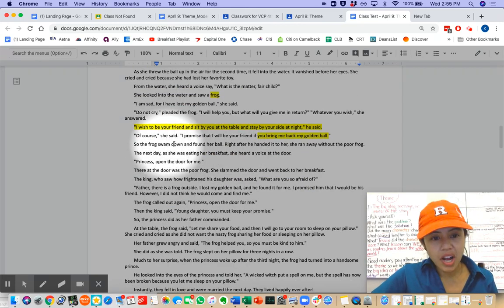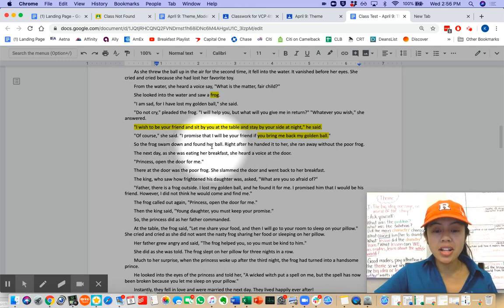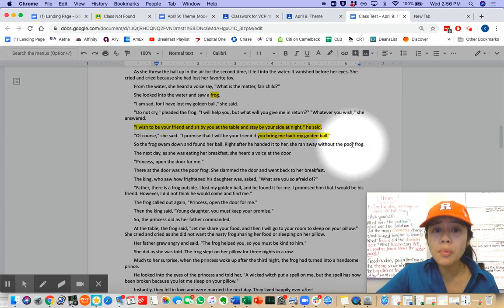So the frog swam down and found her ball. Right after he handed it to her, she ran away without the poor frog.